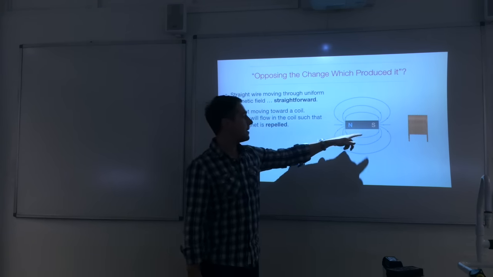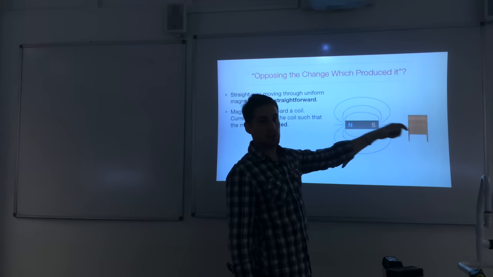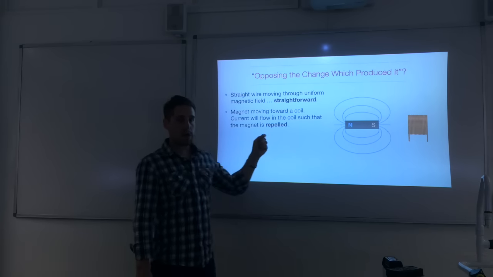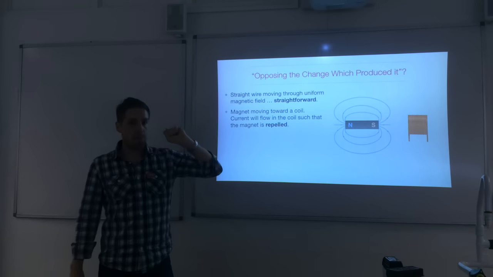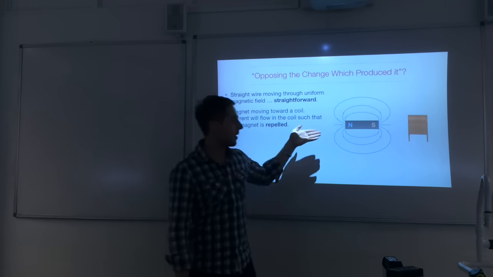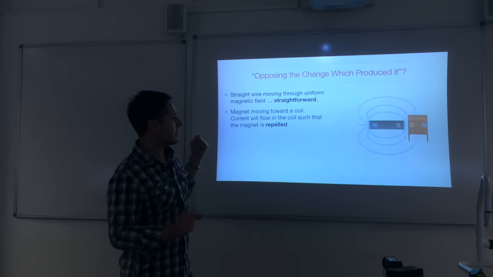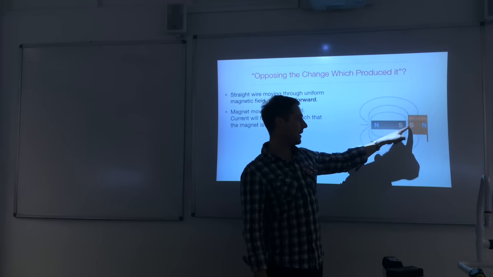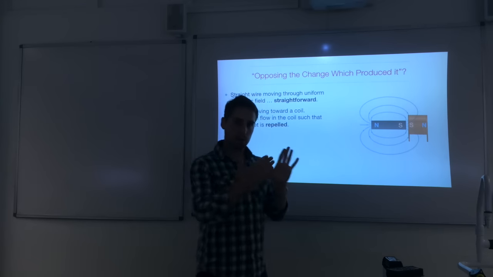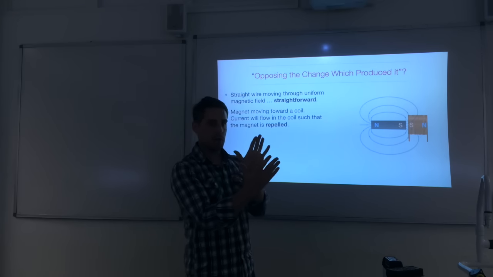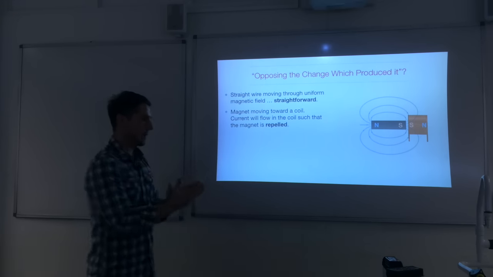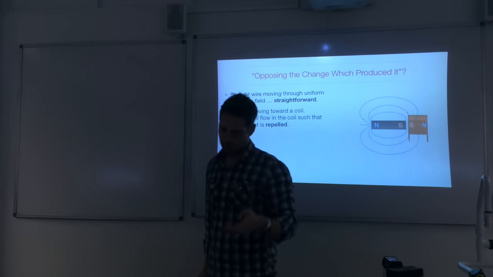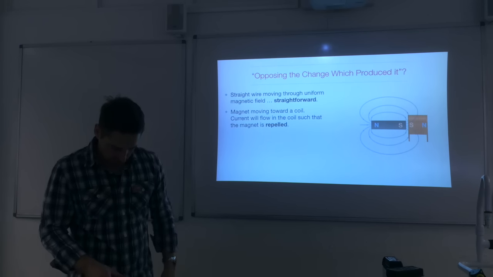Here's my magnet. South pole is towards the coil, okay? The current is going to flow in that coil so that it repels the magnet. So we move the magnet towards it, that's going to induce a south pole on this side so that it repels. By repelling the magnet, slowing it down, it's opposing the change that produced it. And because there's a south pole here, we know there's a north pole on the other side. So that's the first situation.